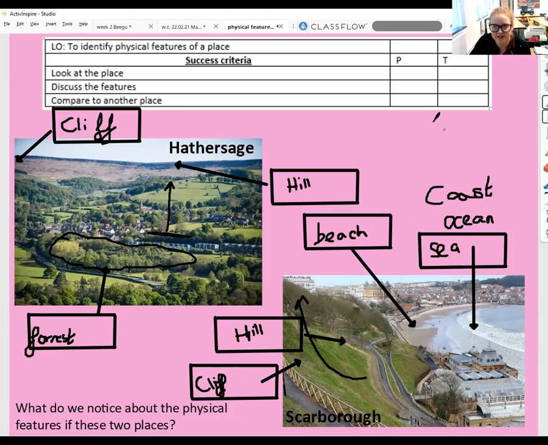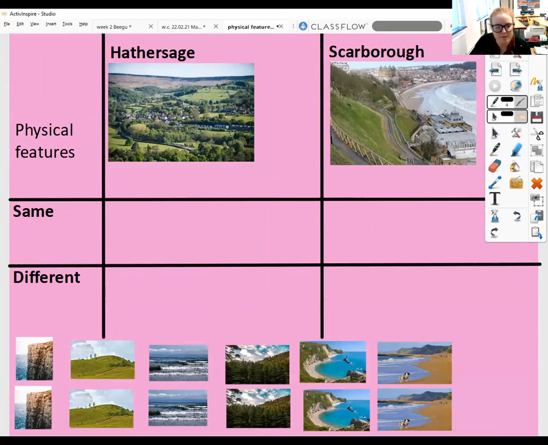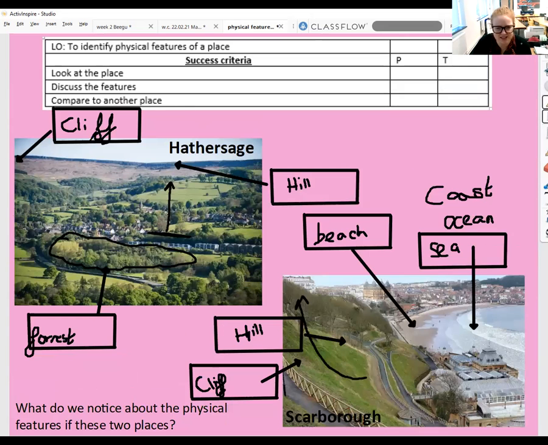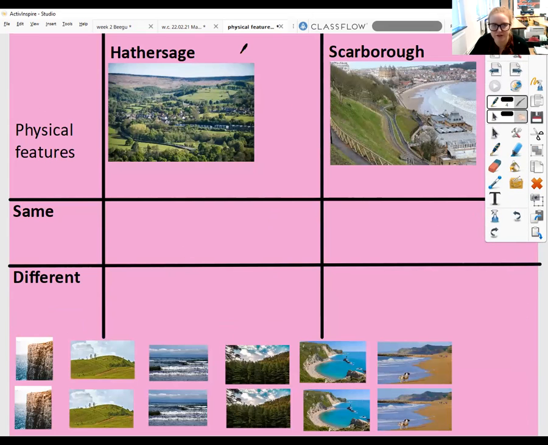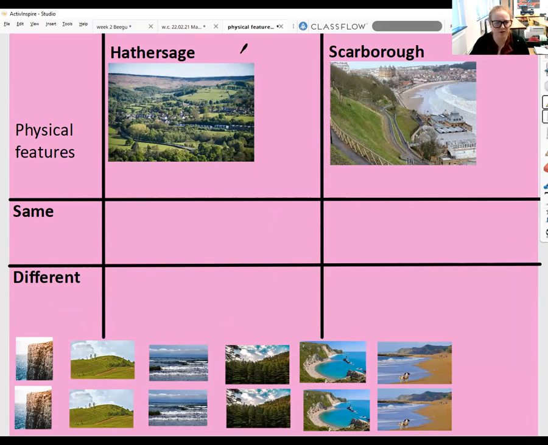Your activity for today is to write down the same and different features of Scarborough and Hathersage. We've now discussed all the features they have. What was the same and what was different? I'm going to help out with a little one. I can see that Hathersage and Scarborough both had forests. You might not be able to see them in these pictures, but we know from the videos we watched that both areas had a forest. So in the same section, I'm going to write forest.